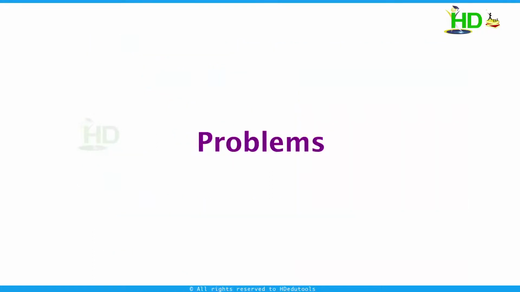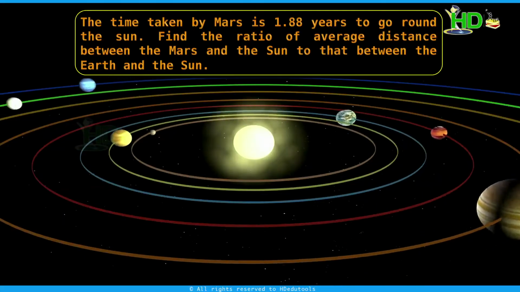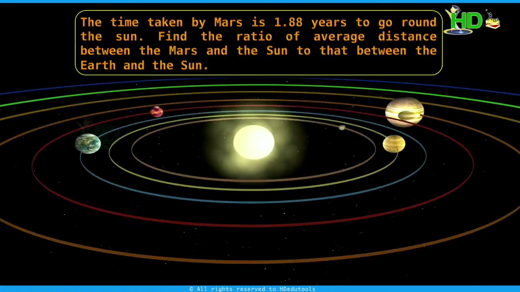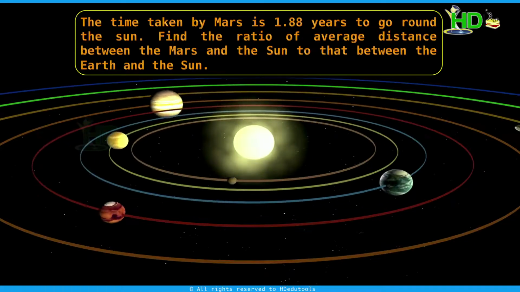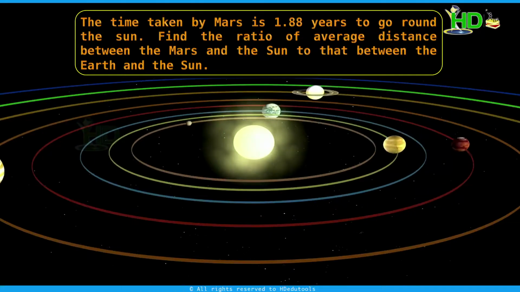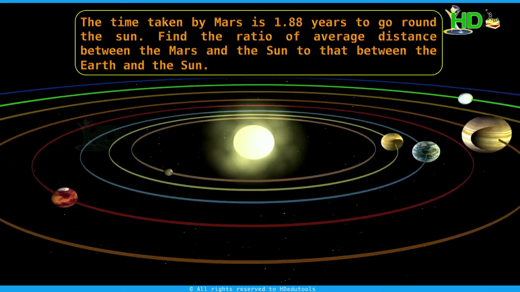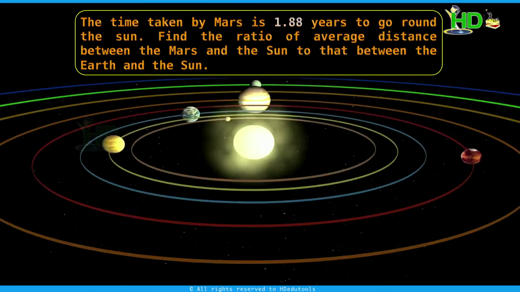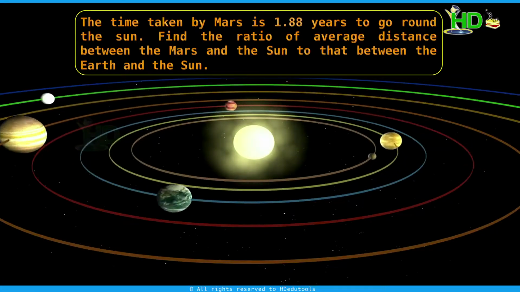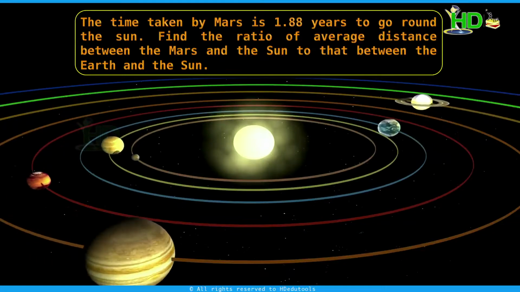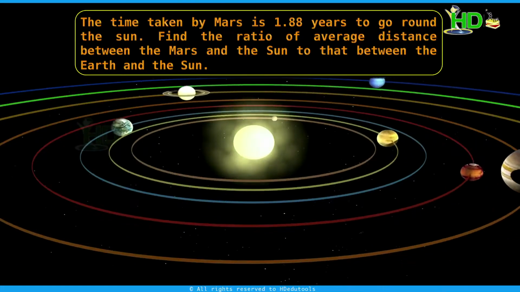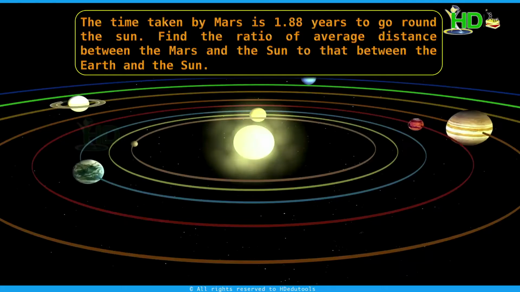We take some problems related to Kepler's law. See this example. The time taken by Mars is 1.88 years to go round the Sun. Find the ratio of average distance between Mars and Sun to that between Earth and the Sun. What is given in our problem is Mars takes 1.88 years to go round the Sun. How much time does Earth take? Yes, it is 1 year. We are asked to find the ratio of distances between Sun to Mars and Sun to Earth.